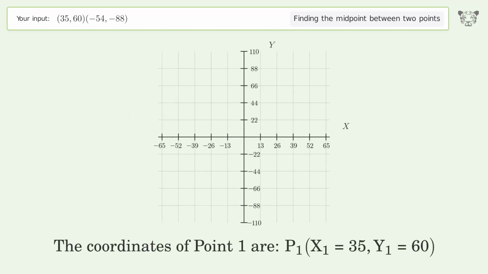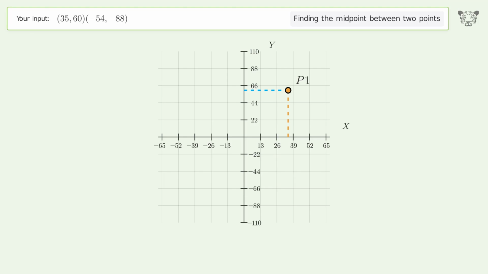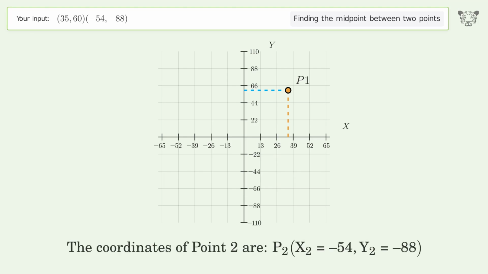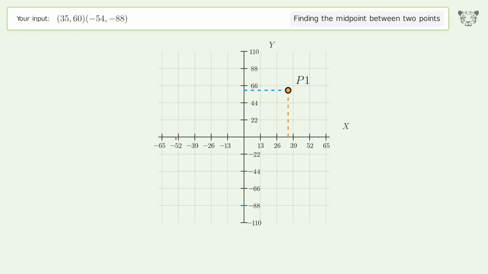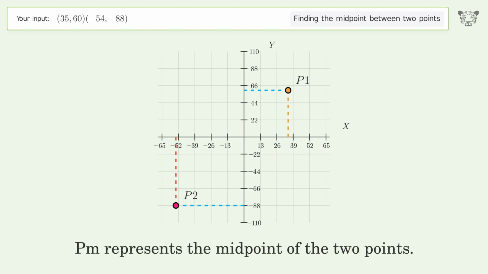The coordinates of point 1 are x1 equals 35, y1 equals 60. The coordinates of point 2 are x2 equals -54, y2 equals -88. PM represents the midpoint of the 2 points.